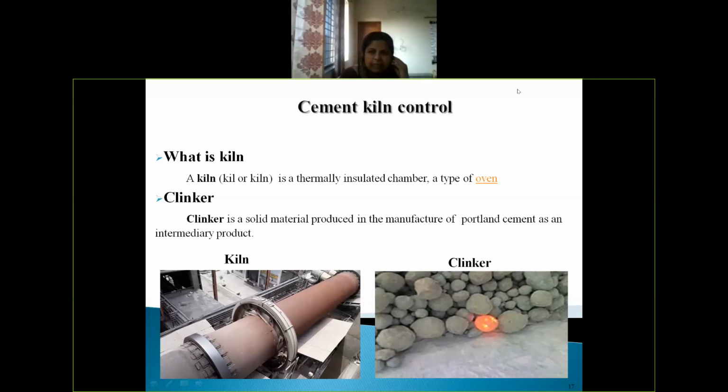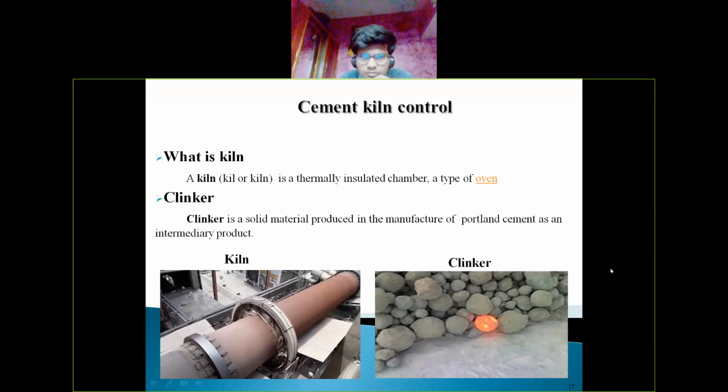Good afternoon to everyone. Today I will discuss cement kiln control. The kiln is the heart of the cement plant. The word kiln was originally pronounced "kill" with the n silent. The kiln is a thermally insulated chamber, a type of oven, that produces the temperature sufficient to complete processes such as hardening, drying, or chemical changes in the cement plant. So it has to be controlled properly for good quality of clinker and for smooth operation of the plant.